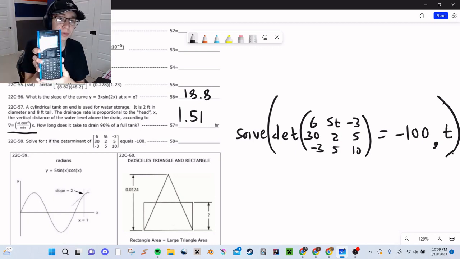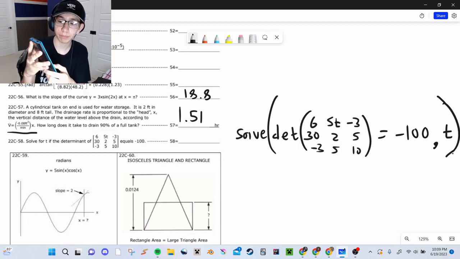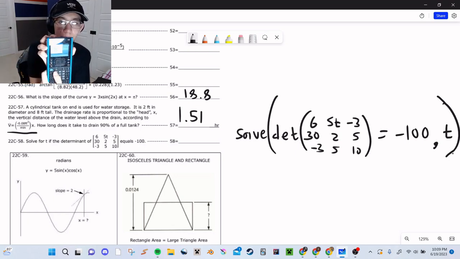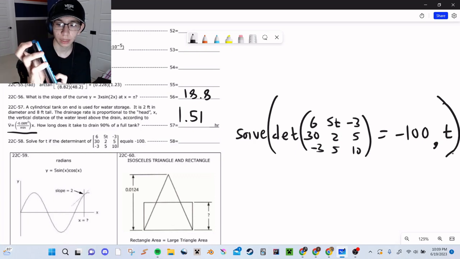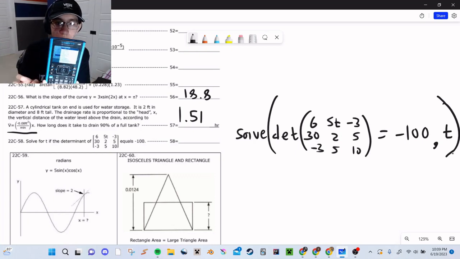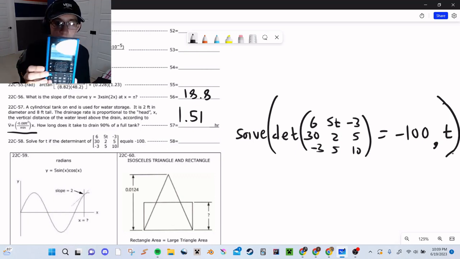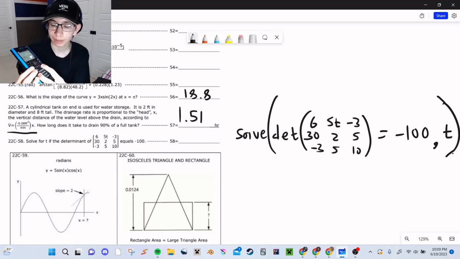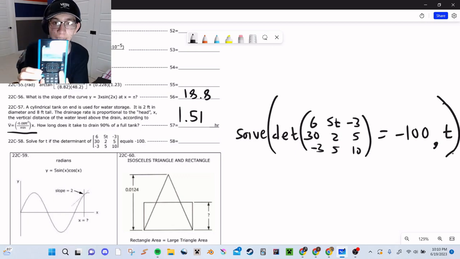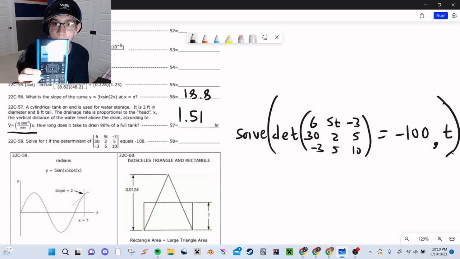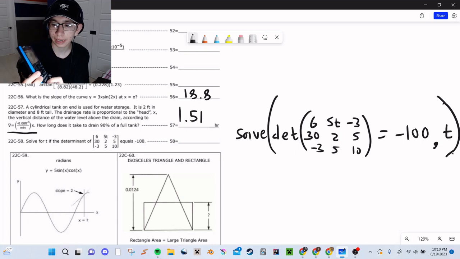So I have my solver open. Then I'm going to go to menu, then 7 for matrix and vector. Then I'm going to go to 3 for determinant. And then inside these parentheses, I'm going to go back to menu, because I want to create my 3x3 matrix. So the way I do that is I go to menu, 7 for matrix and vector, 1 for create, and then 1 again for matrix.